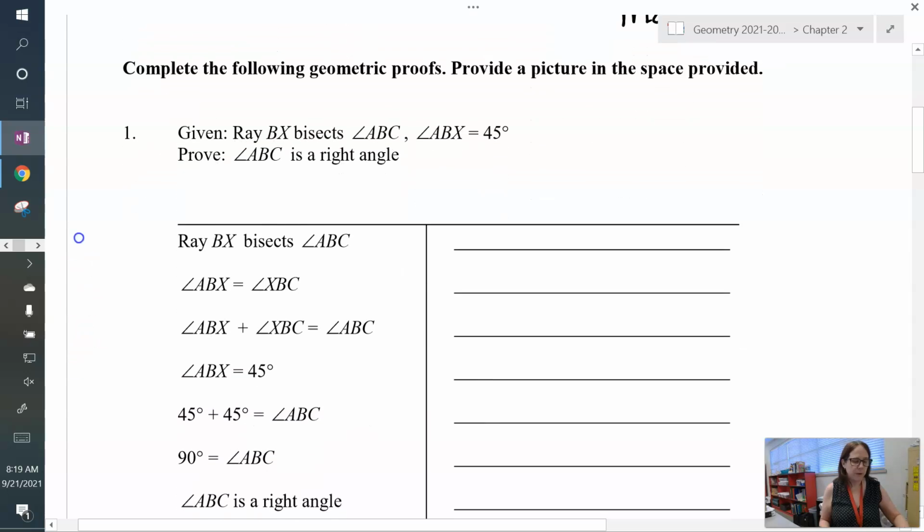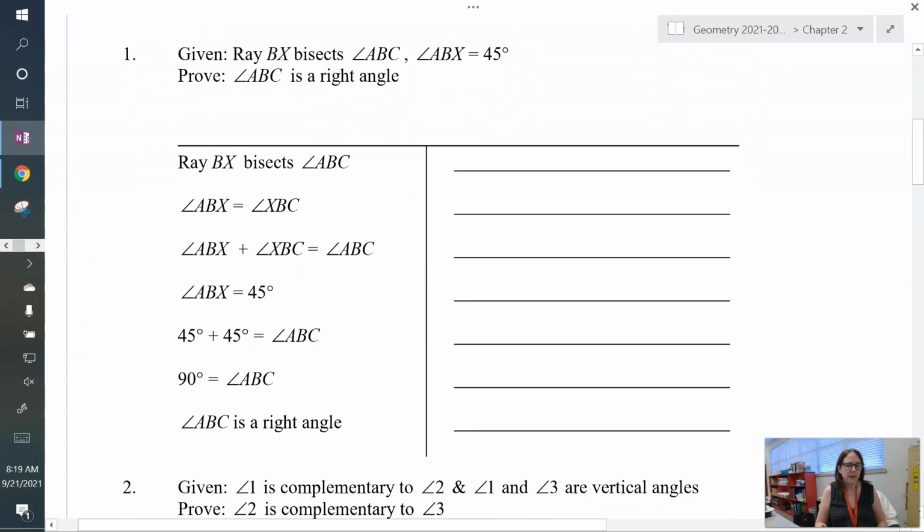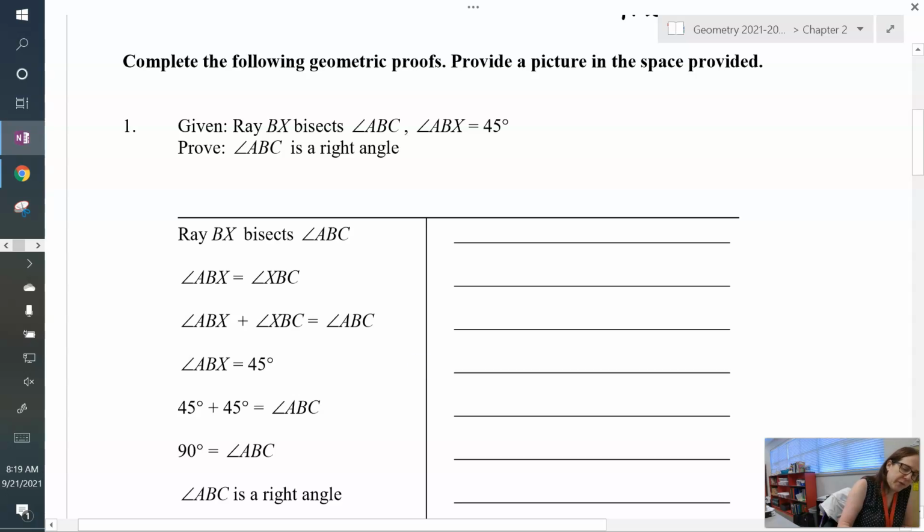So let's get started. First one is given ray BX bisects angle ABC, and ABX equals 45 degrees. So let's draw a picture. And it says prove ABC is a right angle. So this is my clue to make my picture look like a right angle. And this is going to be A, here's B, here's C. And we're told ray BX bisects it, so I'm going to put a point X out here.